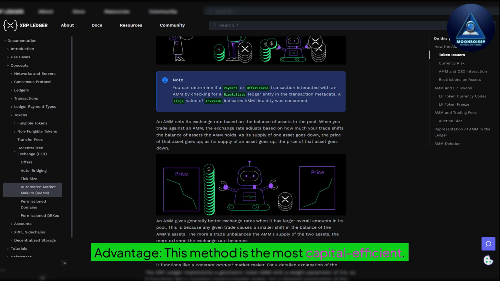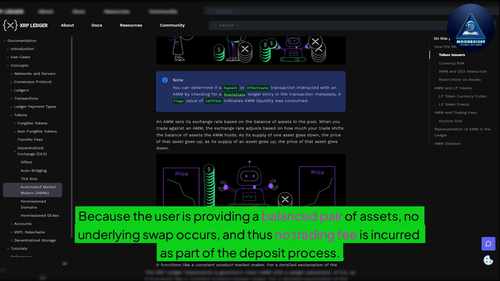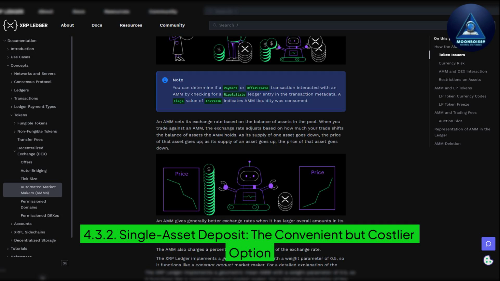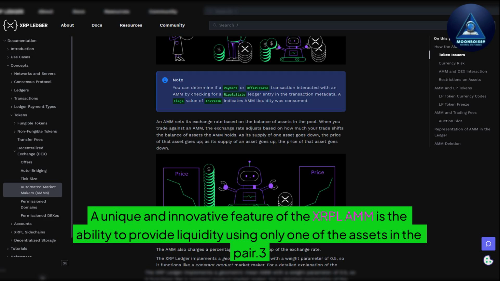Advantage: this method is the most capital efficient. Because the user is providing a balanced pair of assets, no underlying swap occurs, and thus no trading fee is incurred as part of the deposit process. For any significant liquidity provision, this is the recommended approach. 4.3.2. Single asset deposit, the convenient but costlier option. A unique and innovative feature of the XRPL AMM is the ability to provide liquidity using only one of the assets in the pair.